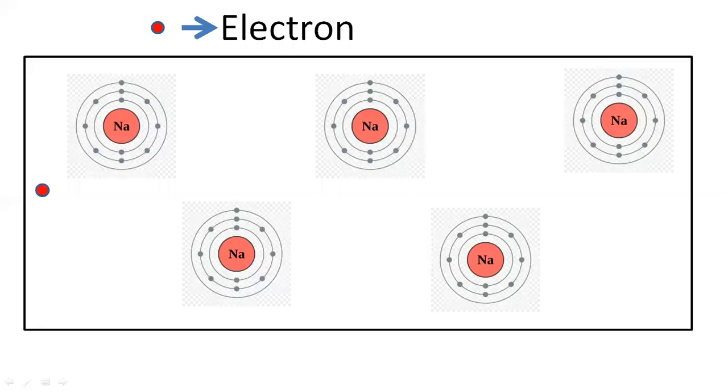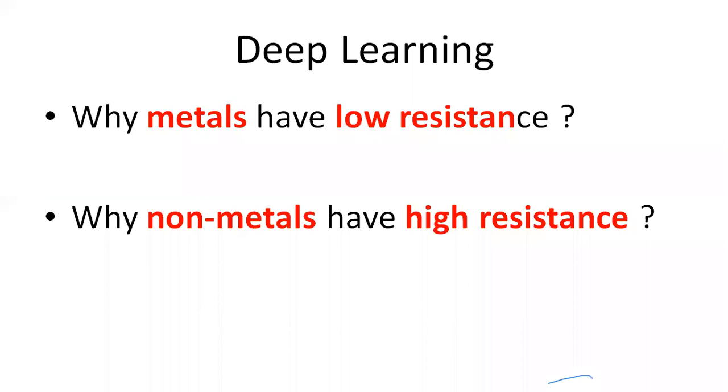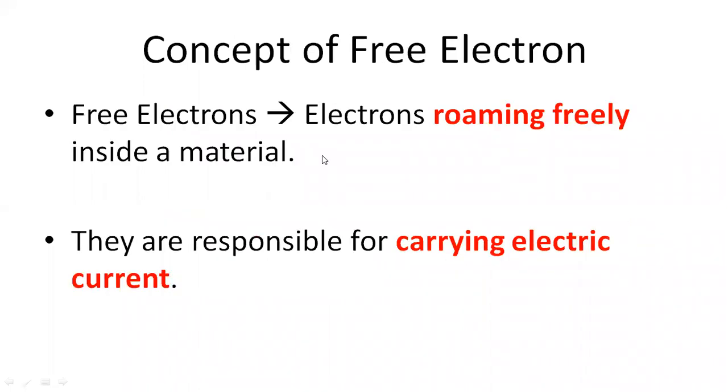Today we are going to discuss some more details about it. What we are going to understand today is why metals have low resistance and why non-metals have high resistance. We just memorized it yesterday, but today we are going to understand why and how exactly this is happening. First we have to understand the concept of a free electron, and then we will discuss everything else.